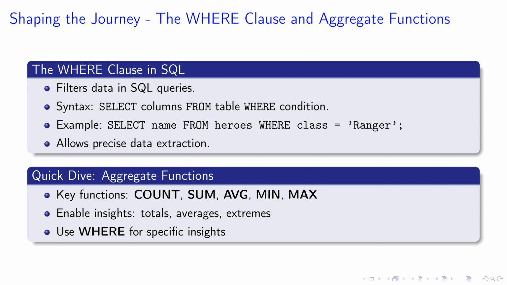Moving on to aggregate functions, these are critical tools used to generate insights from our data. They include count, sum, avg, min, and max, each serving a unique purpose. By using the where clause with aggregate functions, we can extract specific insights from our data. For example, to understand the total strength of our Ranger class heroes, we might use the command select sum(strength) from heroes where class equals Ranger. Using these two together supercharges our data retrieval capabilities, paving the way for effective data analysis.